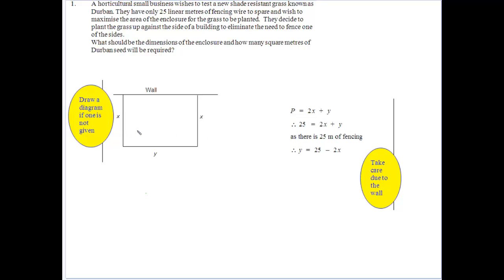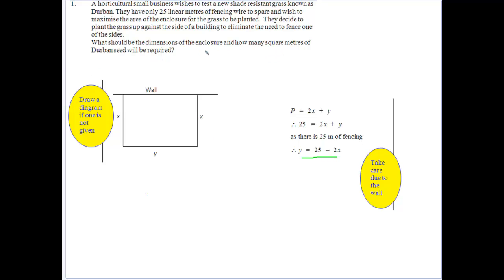So we've got our wall there, and remember the wall. We've got two sides that are the same and one that's not, because it's going to be rectangular. So for that fencing there, 2x plus y would equal 25, because that would be the perimeter of the fencing we've got, and there's 25 meters of fencing. So take care against the wall, because it's not 2y, it's just one lot of y, and that gives us our first point, which is to get one variable in terms of the other.